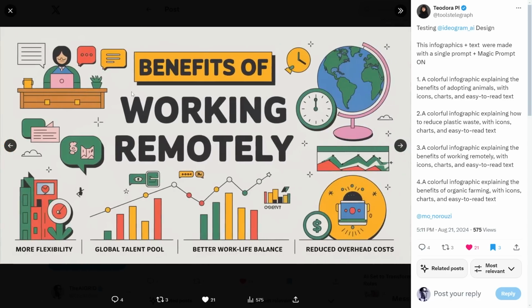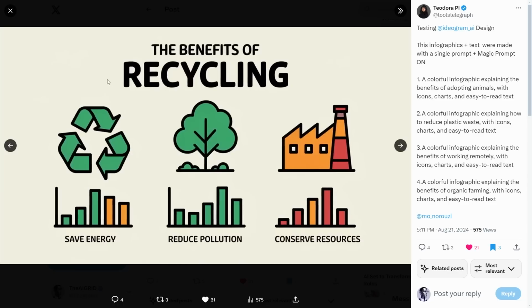Then, of course, a colorful infographic. And if you're wondering why I'm showing you this infographic that AI made, one of the things people always complained about with AI was that things like this, let me just highlight this, like more flexibility, global talent pool, better work-life balance, these areas, usually it would be gibberish. Usually AI would be able to get the main text right, maybe 1 or 2 words, and then the rest of it would be gibberish. But you can see right here that this is an infographic that you can completely go ahead and use, which is absolutely incredible and nice.